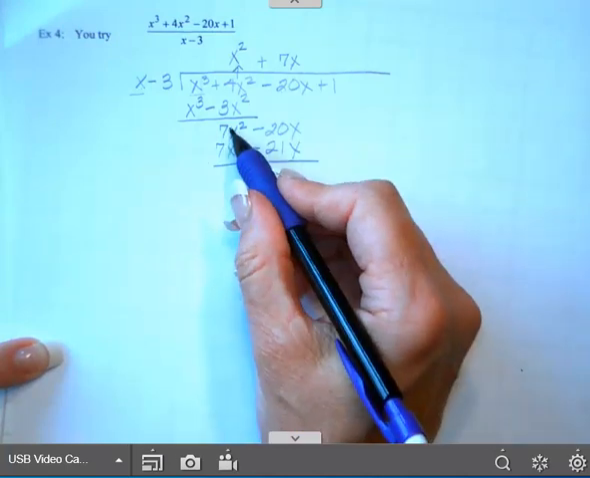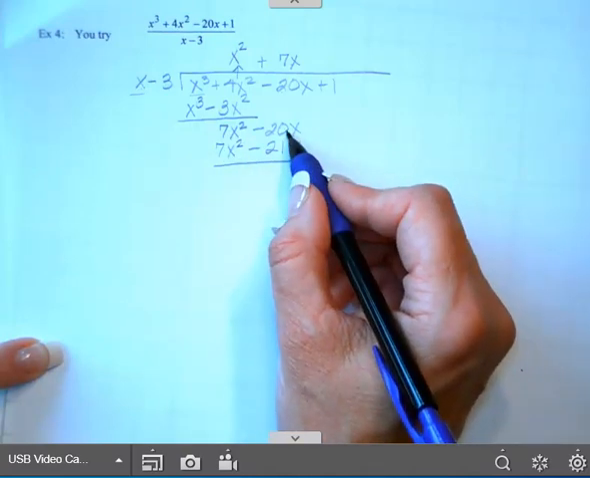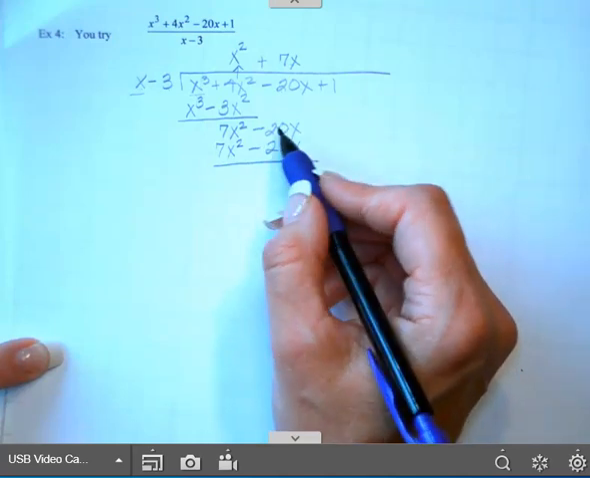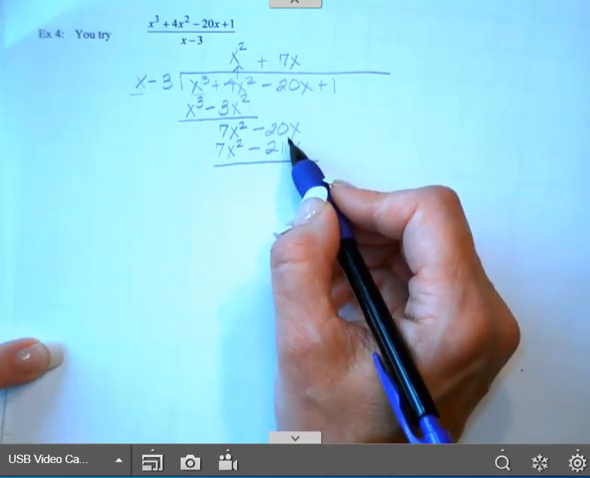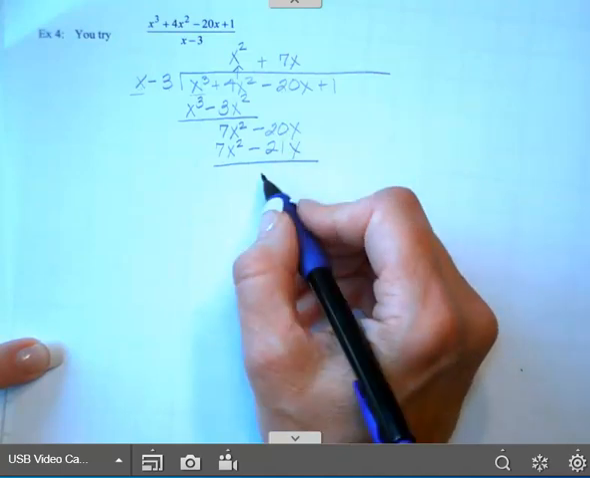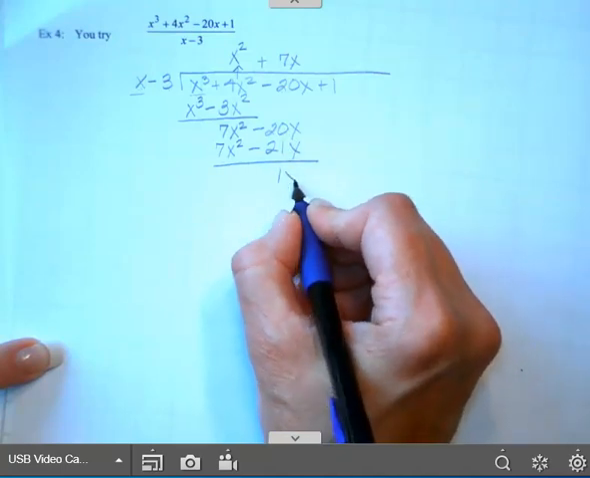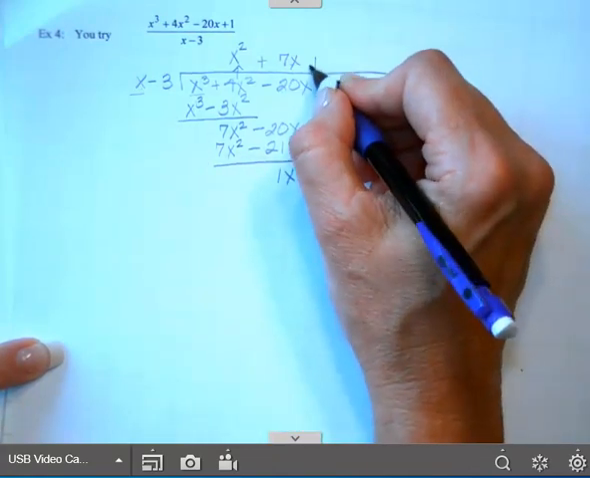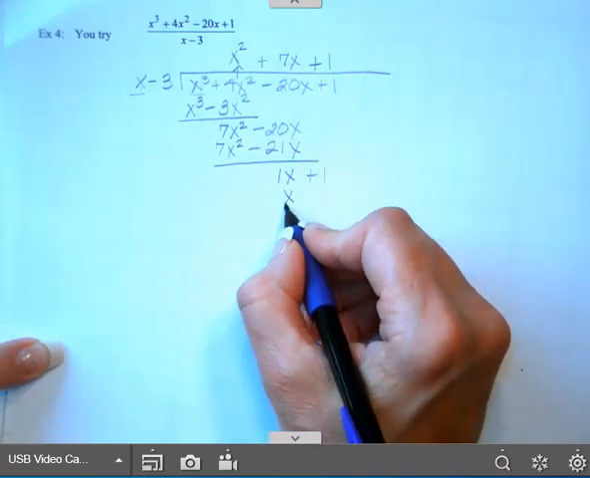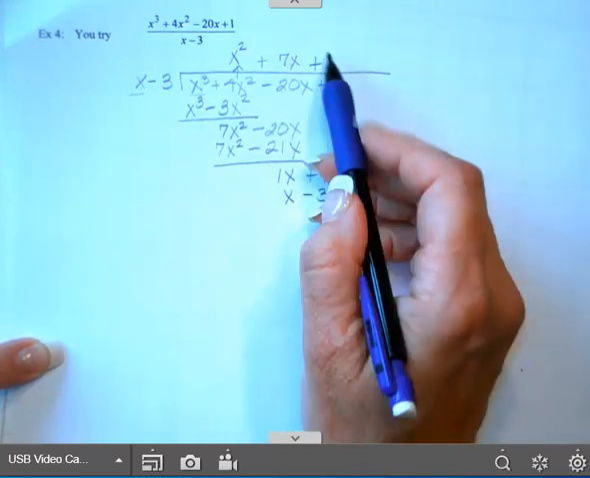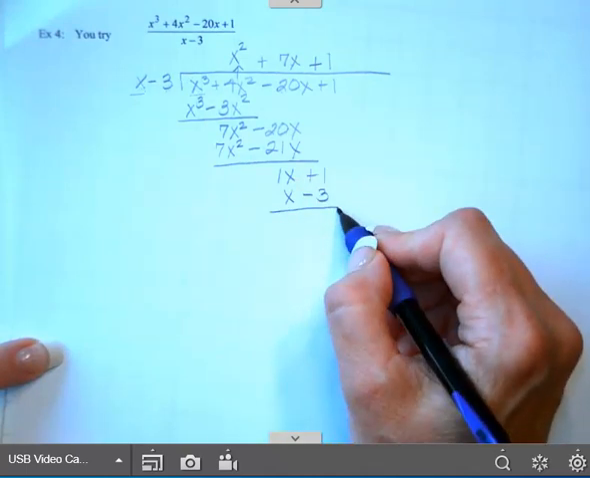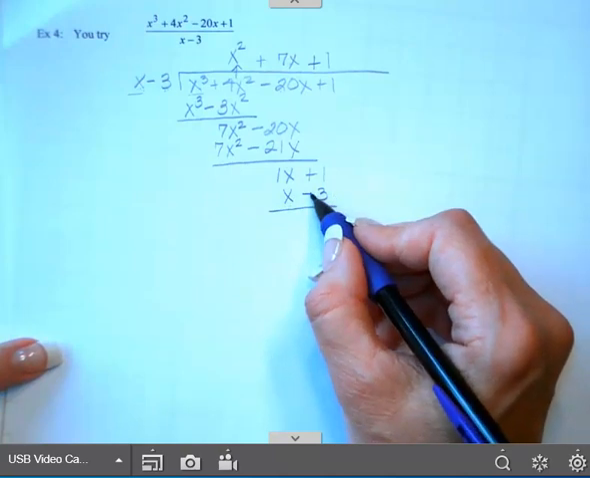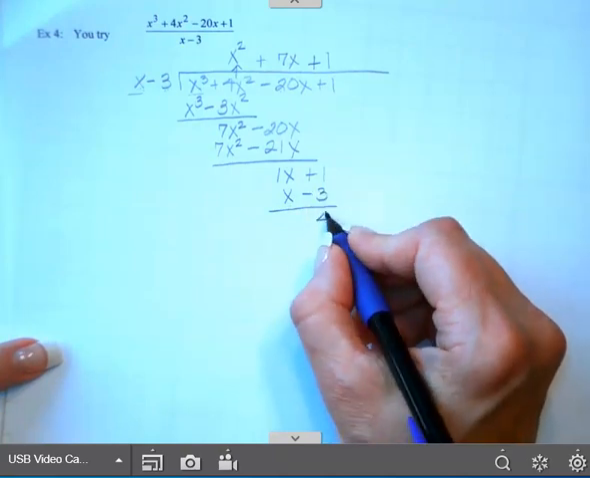Then I subtract. That will give me 0. Negative 20 minus a negative becomes plus 21. So this is negative 20x plus 21x, which gives you 1x. Drop your 1, and x goes into x 1 time. And so that's going to be x minus 3 when I multiply 1 with those. And then I subtract, so x minus x is 0. 1 minus a negative becomes plus 3, which gives you 4.